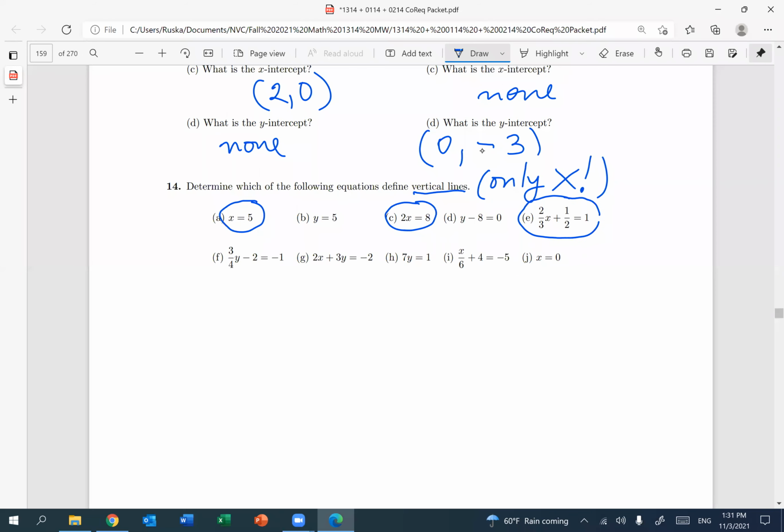How about F or G or H or I or J? Which one is a vertical also? I, that's right, I and J. Good job. Okay, so these are the vertical lines. You have only x equals number.